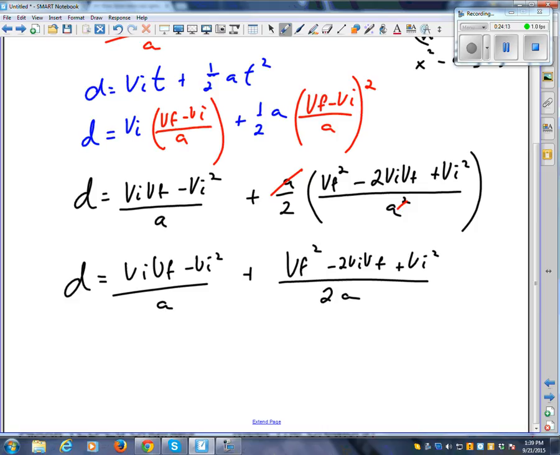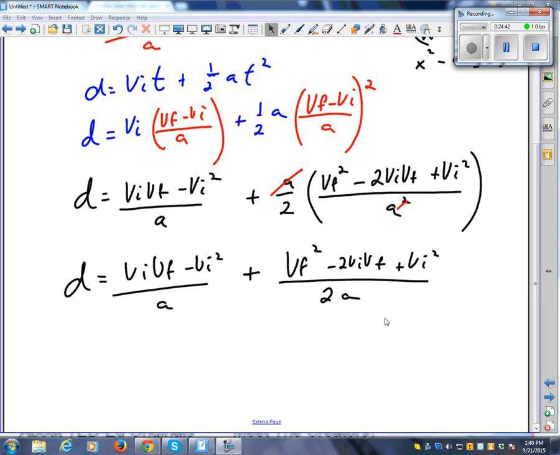Now, I'll pause there for a second. I'm about 3 steps away. How do you add fractions? Common denominator. People remember that. Sometimes they don't really know what that means. What does it mean, Helena? What is that, like, common denominator? What are the denominators here? Yeah, which in this case are a and 2a.